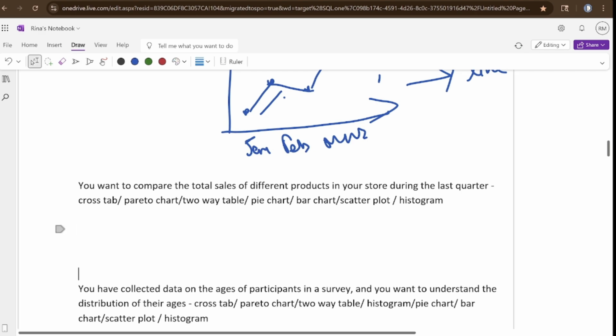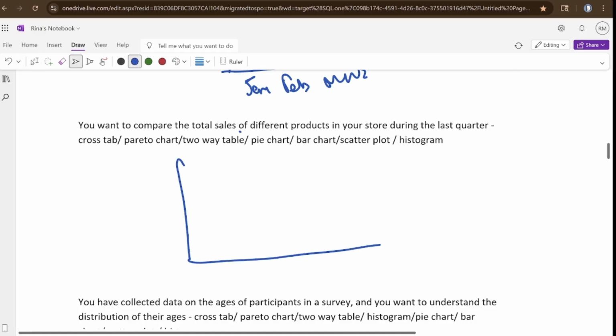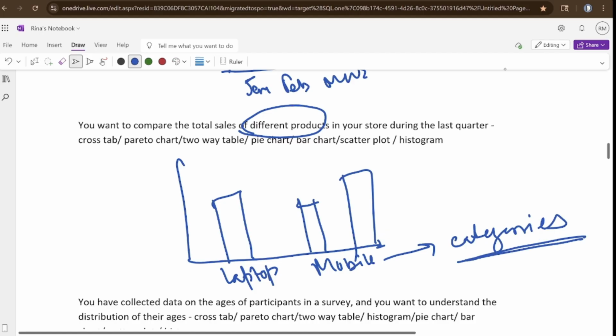You want to compare the total sales of different products in your store during the last quarter. You have to compare total sales of different products. So it may be laptop, it may be mobile. These are categories. And you have to calculate what is the total sale for laptop, what is the total sale for mobile, what is the total sale for tablet. Okay, so you have to compare the total sales of different products, or we can say different categories. So you can understand this is best by bar plot.